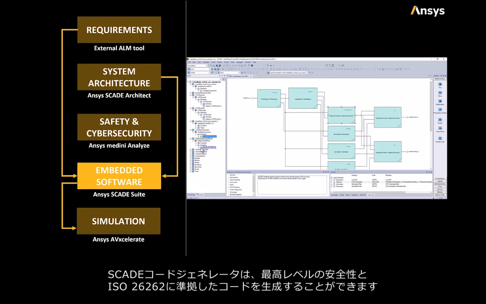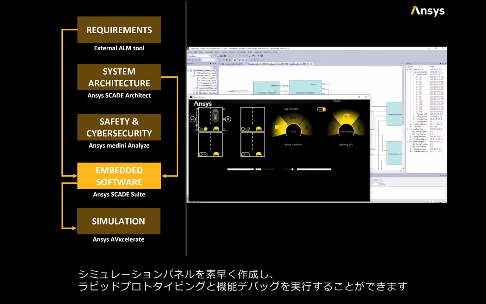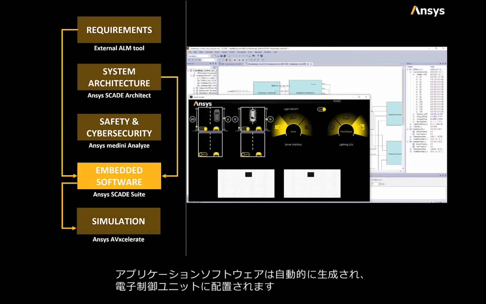The SCADE code generator is qualified to the highest safety level, and the generated code is compliant with ISO 26262. A simulation panel can be quickly created to drive rapid prototyping and functional debugging. The solution allows achieving full requirement-based testing, including model and code coverage. The application software is then automatically generated and deployed on the electronic control unit.